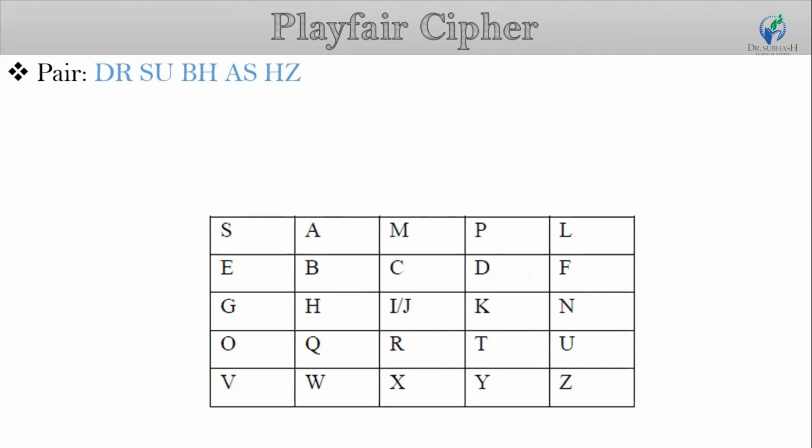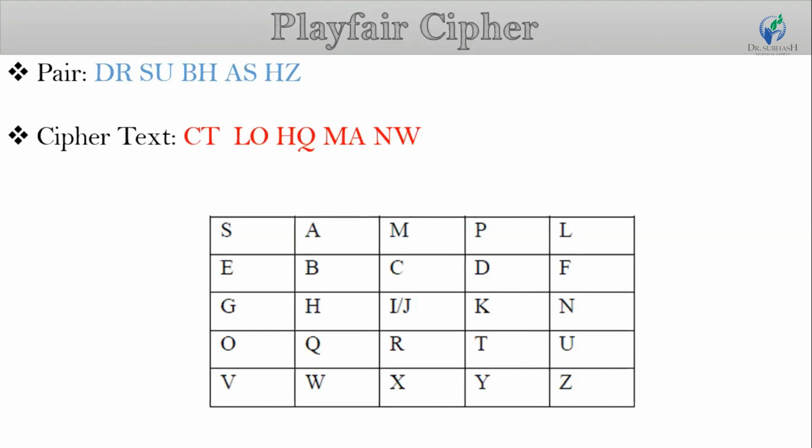Based on the instructions we have found the ciphertext for our pairs. So the answer is CT, LO, HQ, MA and W. So I hope you can understand how the cipher alphabets are found in the 5 cross 5 matrix in Playfair Cipher.